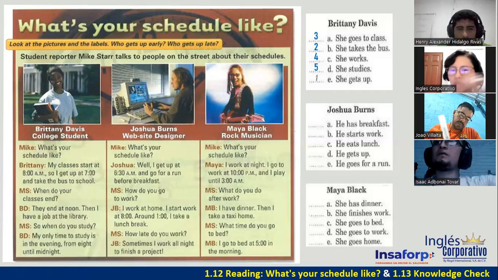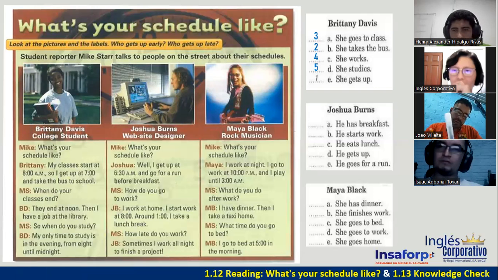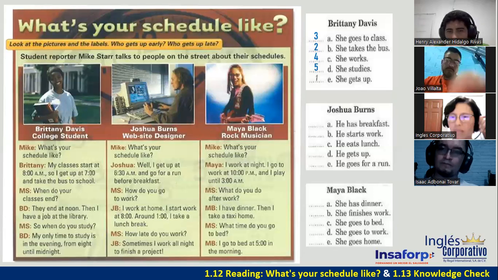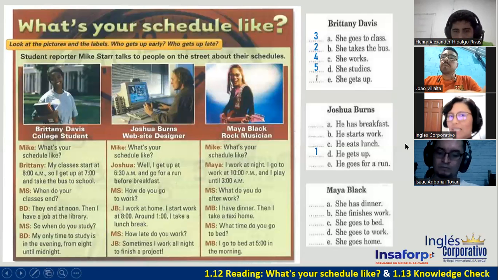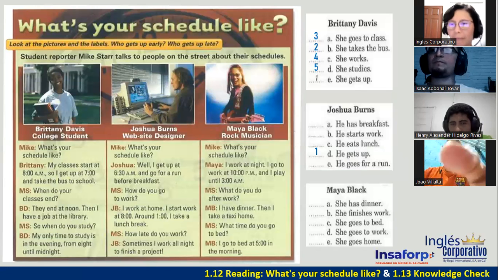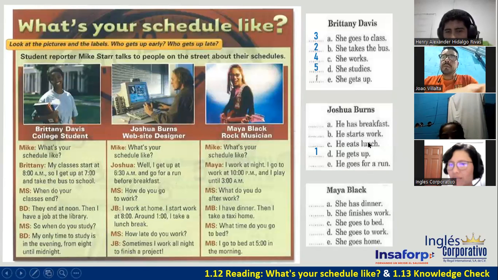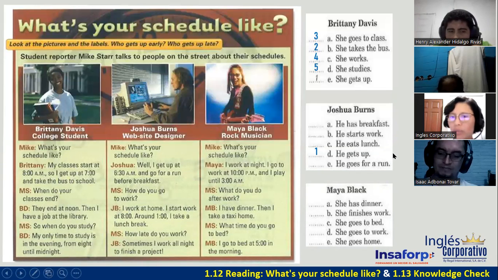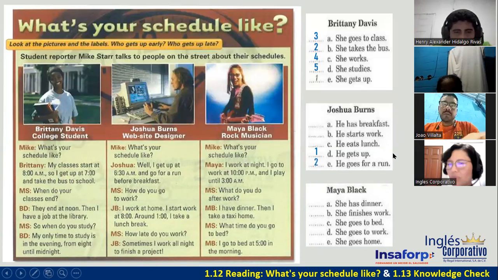What about Joshua Burns? What is the first thing that he does? Joao? He gets up. Okay, the first thing, he gets up, right? Very good. What about number two? Henry, and then Joao, and then Jacqueline. Henry. He goes for a run. Okay, number two, yeah, he goes for a run. What about number three, Jacqueline? O Joao, creo que usted levantó la mano. Right, number three, y luego Jacqueline. He has breakfast, right, Jacqueline?